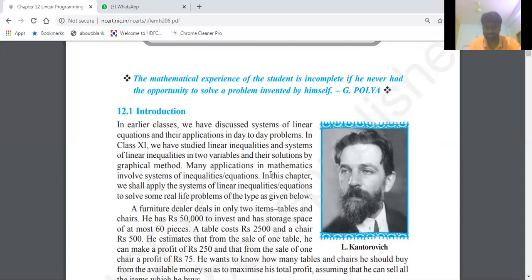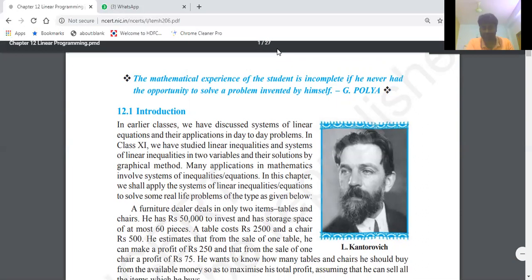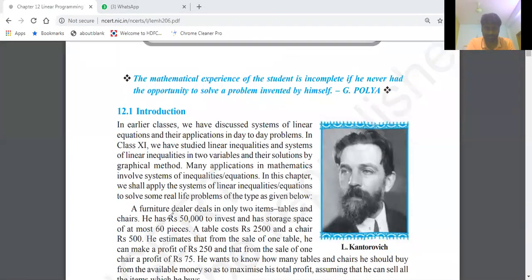Have a look at the second paragraph. A furniture dealer deals in only two types of items. What are those? Tables and chairs, right? Now see here, a businessman, the furniture dealer, is going to provide tables and chairs, correct? He has only two types of items. He can provide tables or chairs, understood?